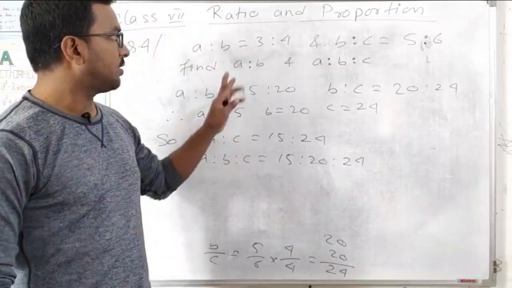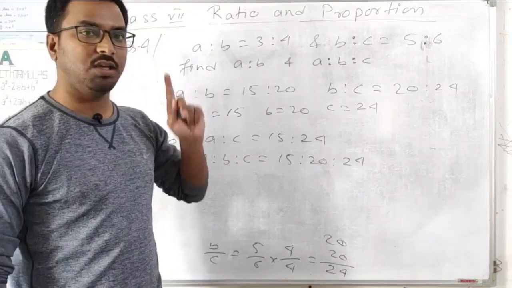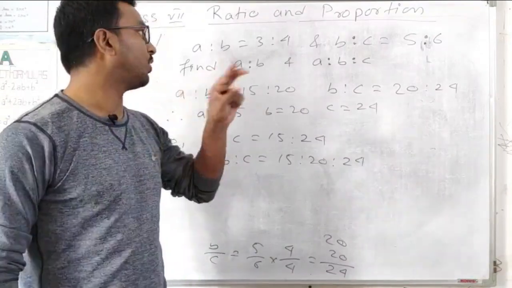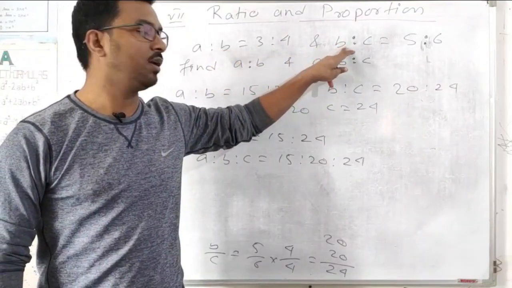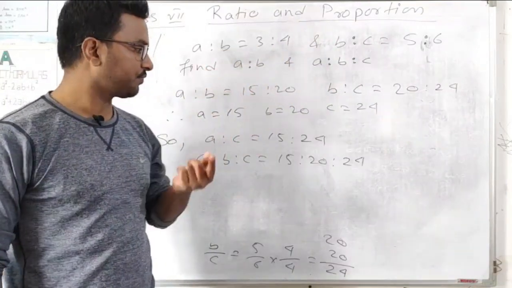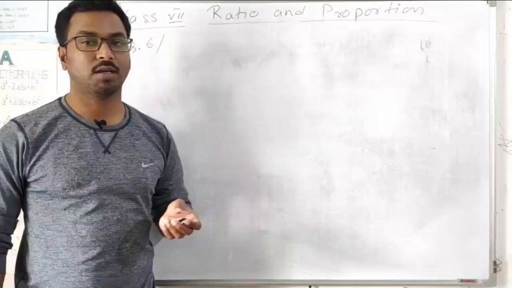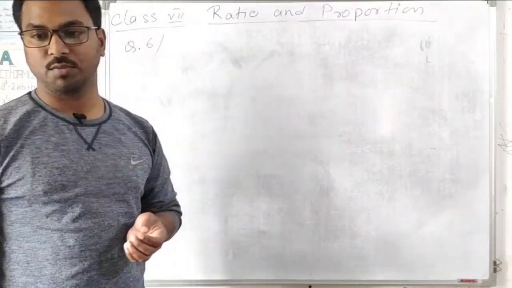So whenever we get such type of question, we'll try to see which one is common. So here B is common, so we'll try to make the value of B the same by taking LCM. Okay. So our next question is question number 6.